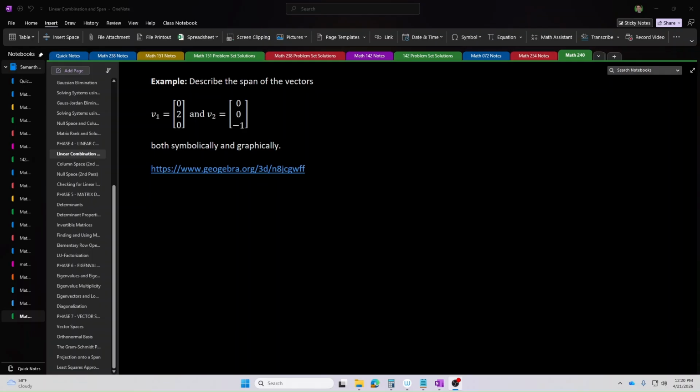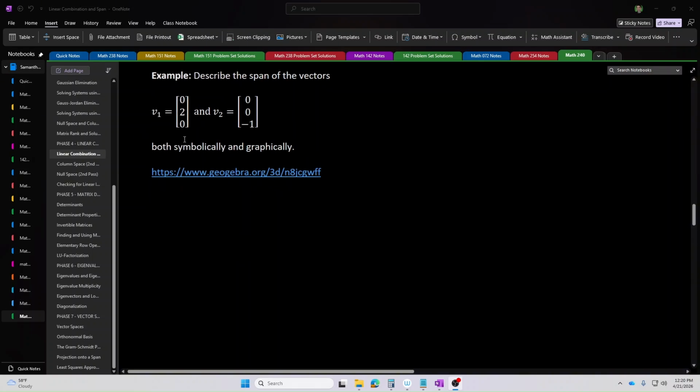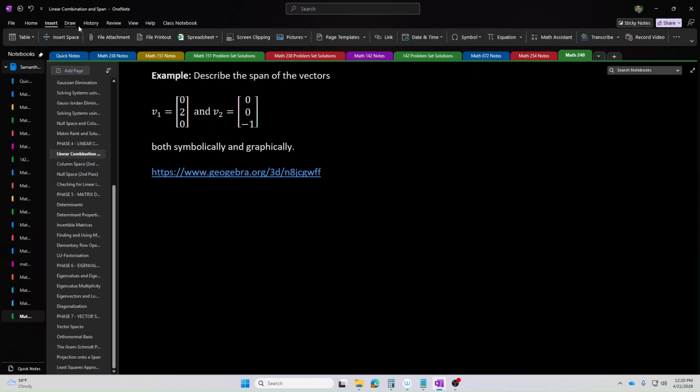Let's do this exercise one more time with another set of vectors. Here we have the vector v1 consisting of 0, 2, 0, and the vector v2 with entries 0, 0, minus 1. So let's describe what is spanned by these two vectors, both in terms of symbols and in terms of a picture or a graph. So if I answer this question symbolically, I'm going to imagine all the different things that can be constructed by putting these two vectors together in a linear combination.